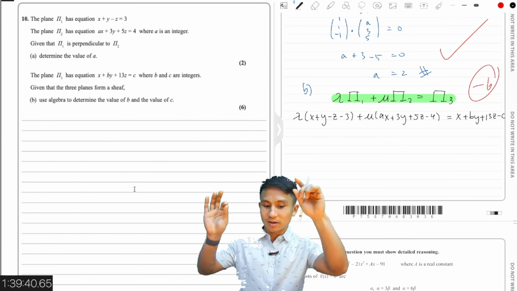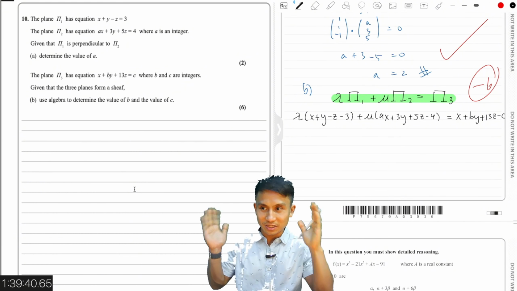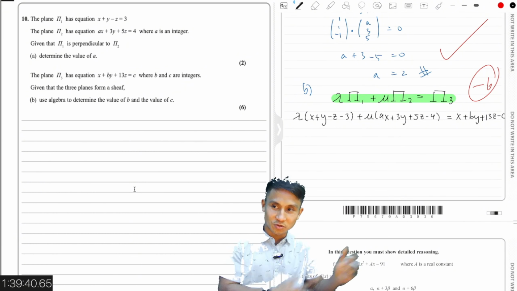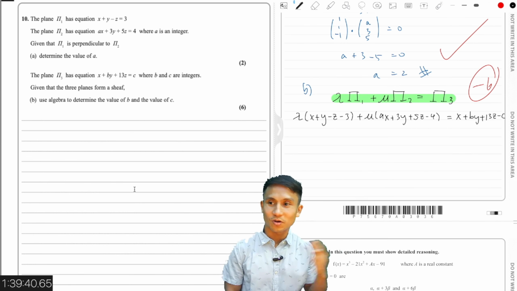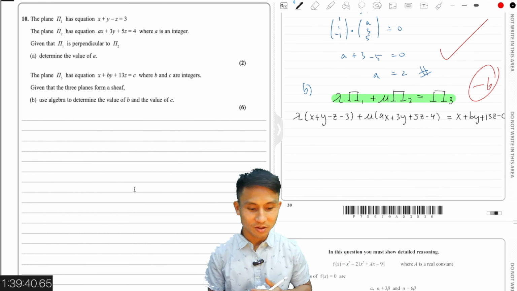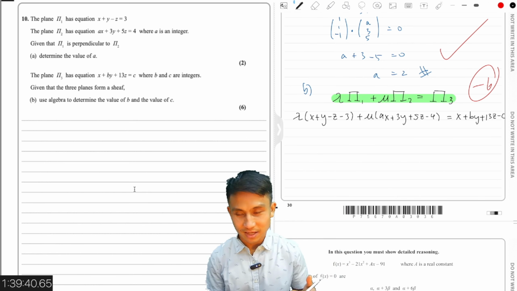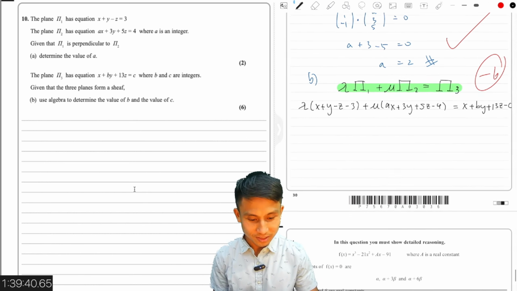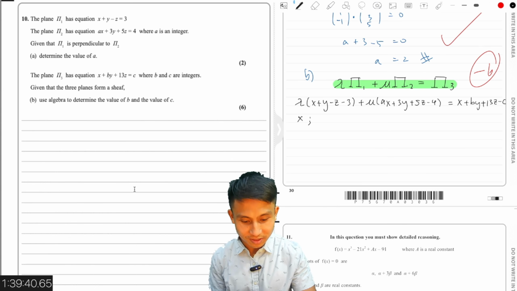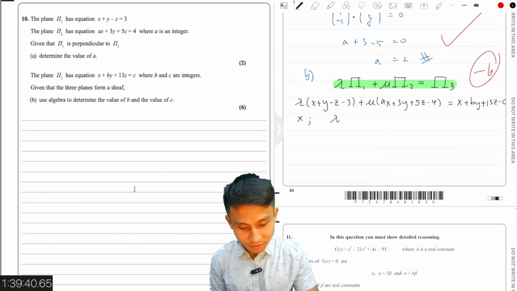So we simplify the x component and we equate to the other side, basically. And we do that for all other components. And then we should be able to solve a and b and c. All right, so let's just do them. So let's consider x first. We have lambda from the first one plus a mu from the second one equals the other side being 1.